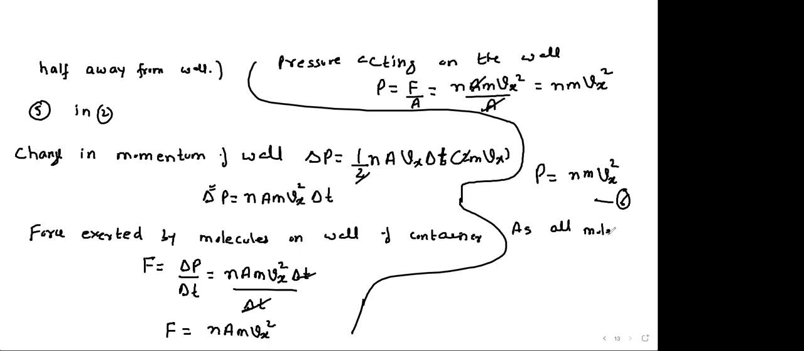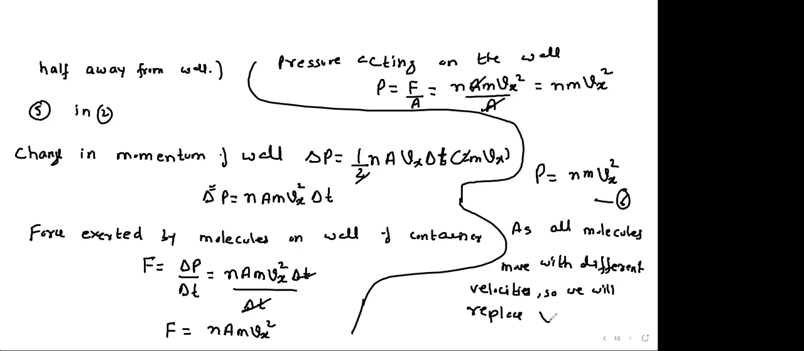As all molecules move with different velocities, they all move with different velocities. So we will replace Vx square by the Vx square average. I'm taking the average of it. This is the average value. So if I do this substitution, instead of this Vx square, I'm taking just the average. So the expression of force is N m Vx square average. This is the thing.